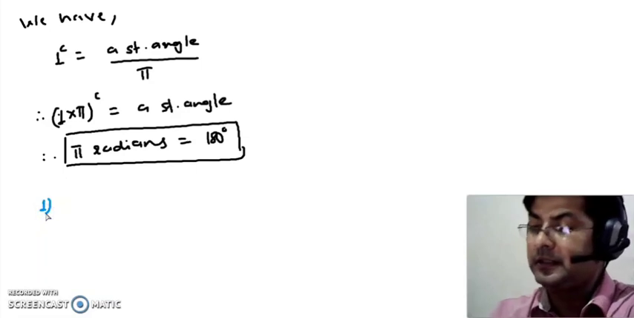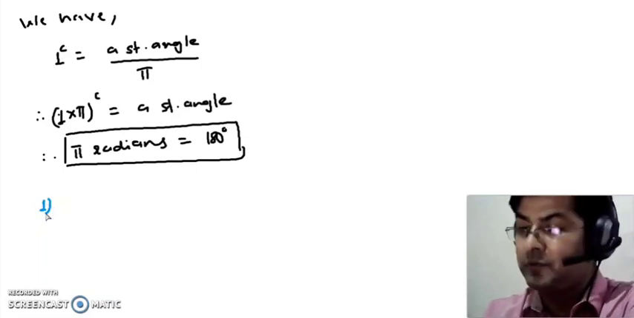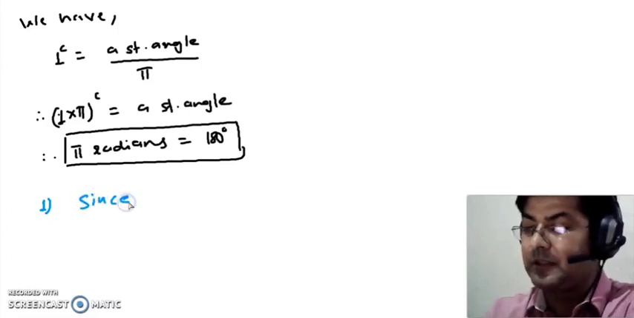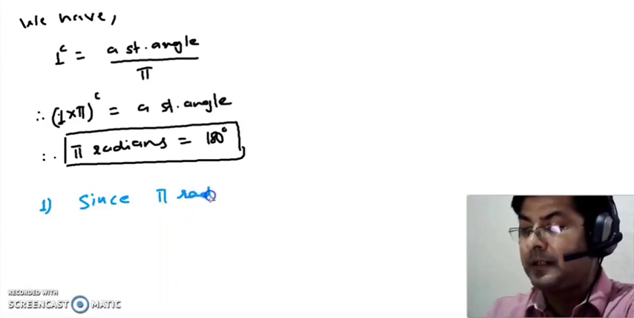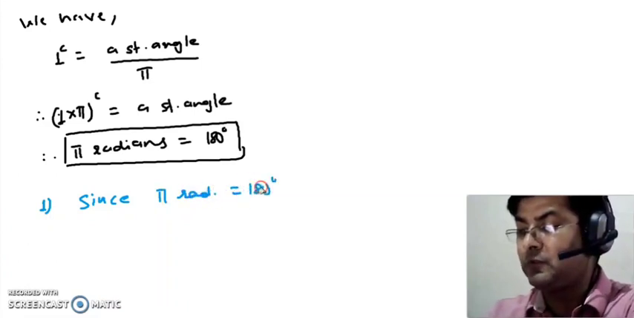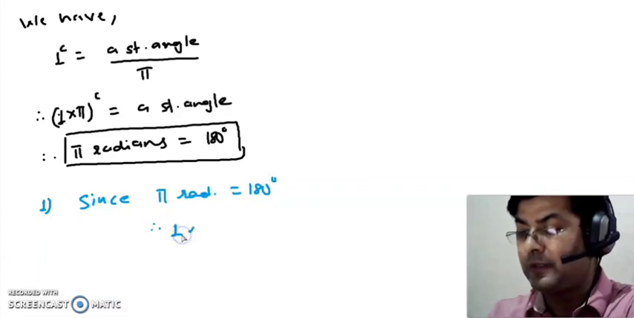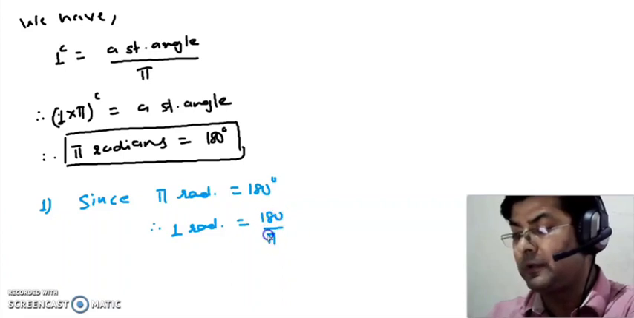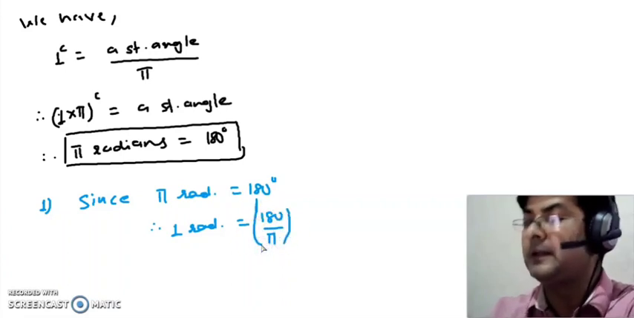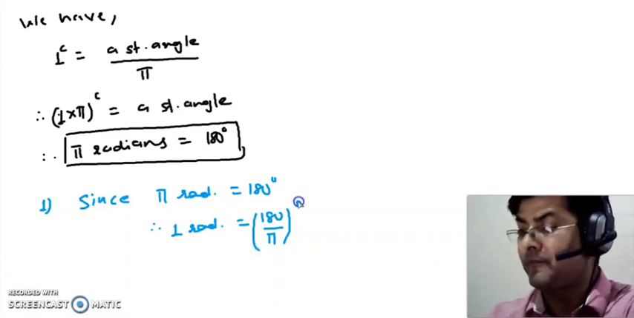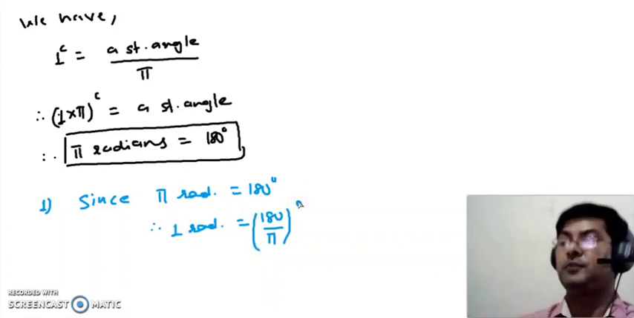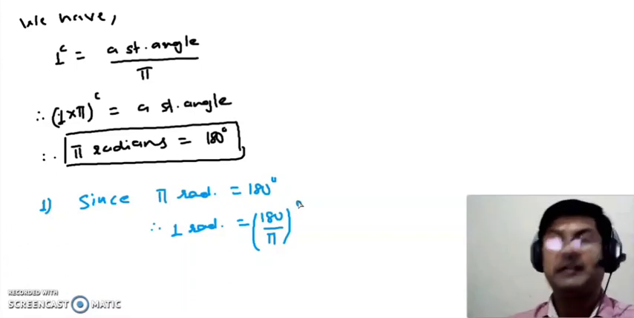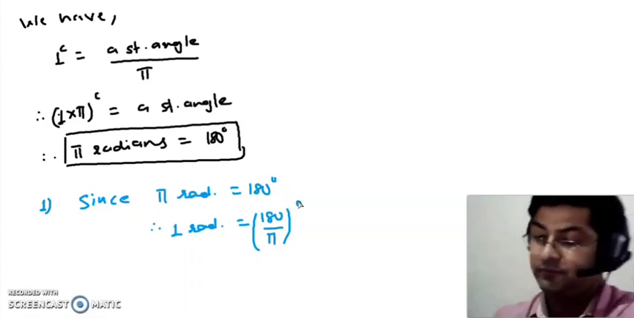Here certain formulas we can remember. Since pi radians is equal to 180 degrees, therefore 1 radian is equal to 180 upon pi degrees. Clear? So in short, if you want to convert radians into degrees, you will multiply by 180 by pi. So you can make a note.